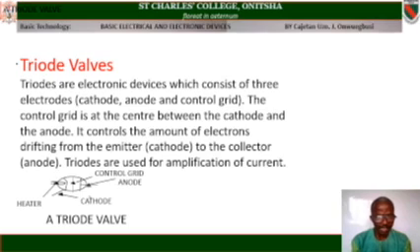As you can see in the diagram, that is the diagram of a triode valve. You have the heater, which is the cathode, the anode, which receives the electrons released from the cathode. Then you have the control grid, which is at the center. It controls and regulates the amount of electrons moving from the cathode to the anode.